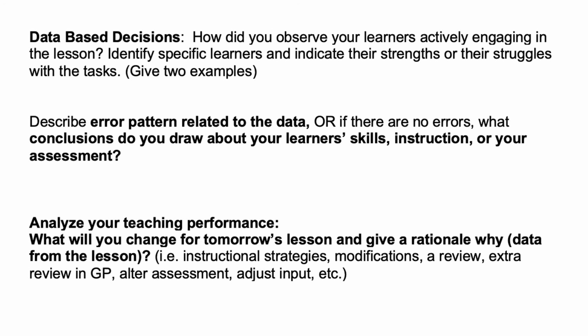How did you observe your learner actively engage in the lesson? We ask that you provide 2 examples of specific learners and indicate their strengths or areas that they were challenged with the task. The second prompt asks you to describe your error patterns that are related to your data. Or if there were no errors, what conclusions do you draw about your learner's skills? Does this mean you should increase this condition or the criteria or perhaps their level of independence?